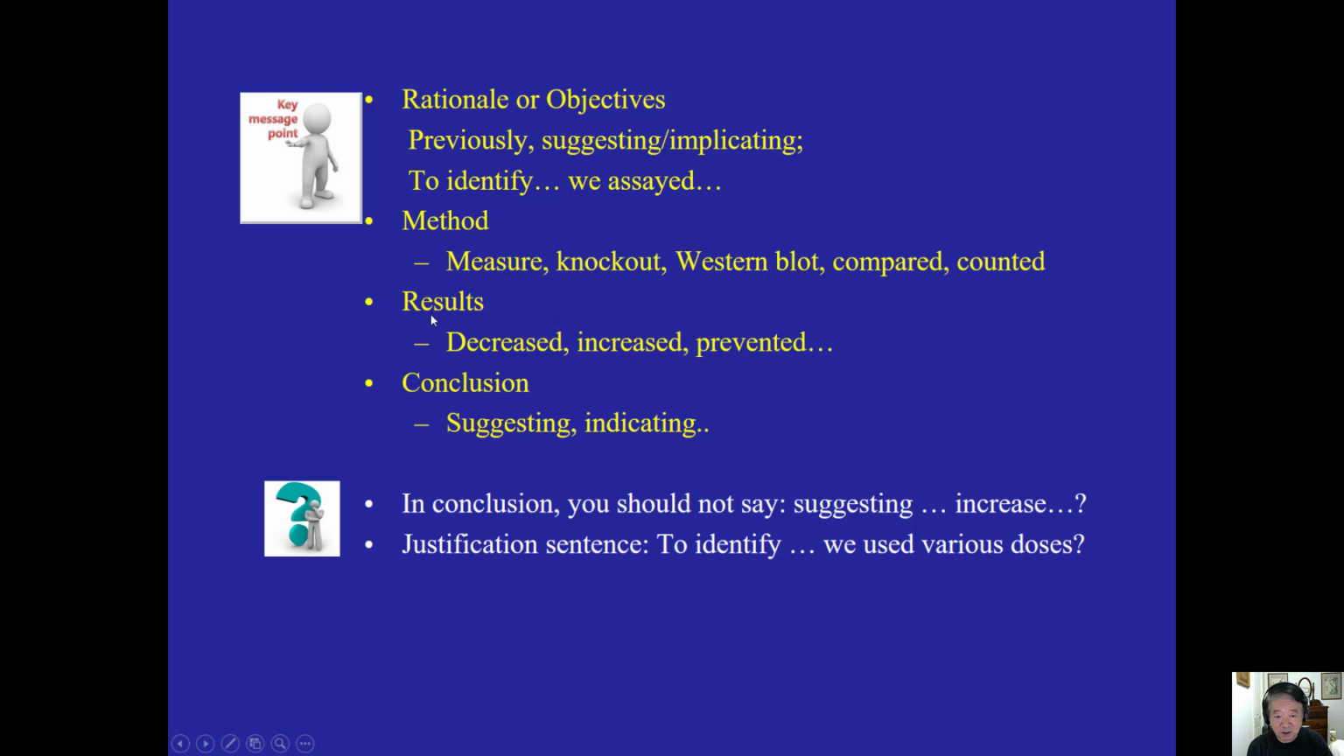And in terms of results, you are trying not to use suggesting, indicating, but you can use decrease, increase, prevent, inhibition. Those very simple, very direct words. In the conclusion or significance, you can use suggesting and indicating. So this is the way to write the results section.